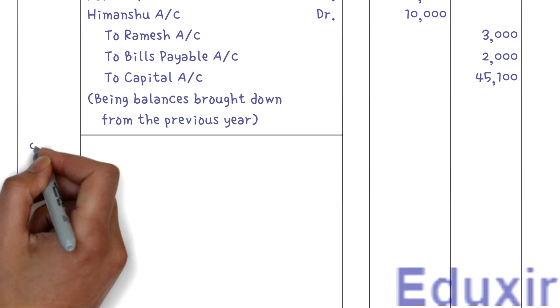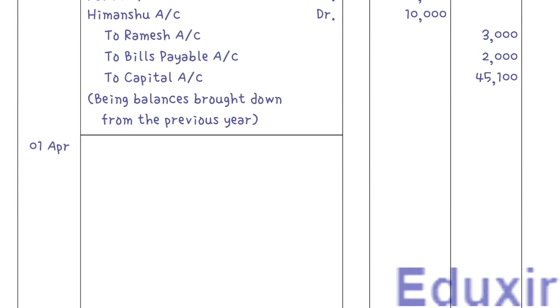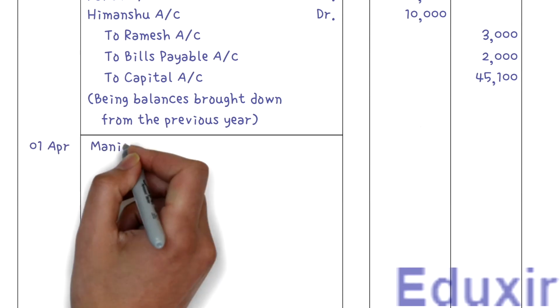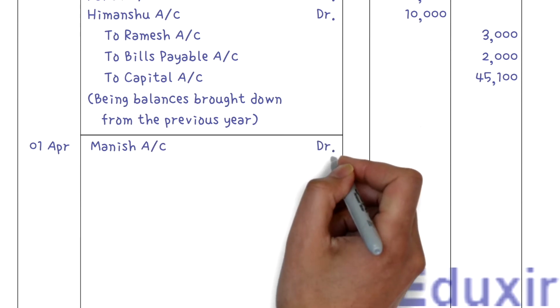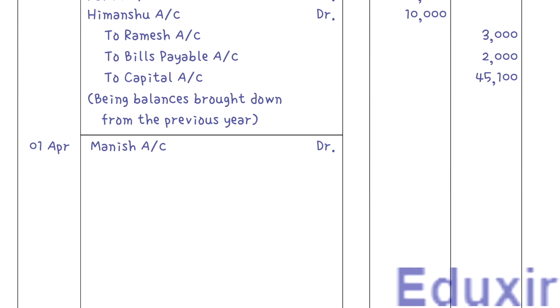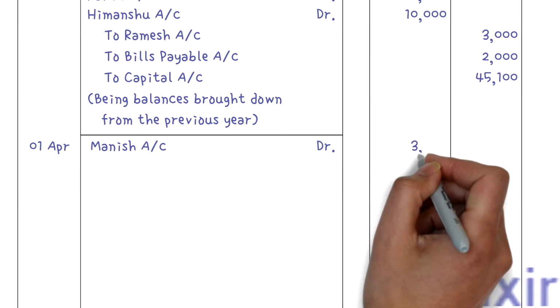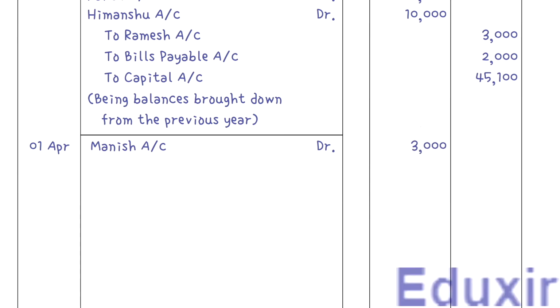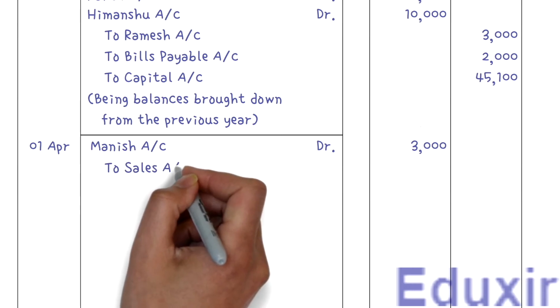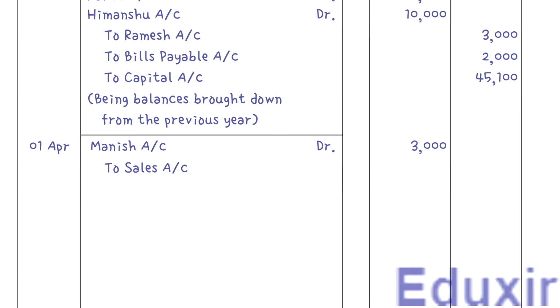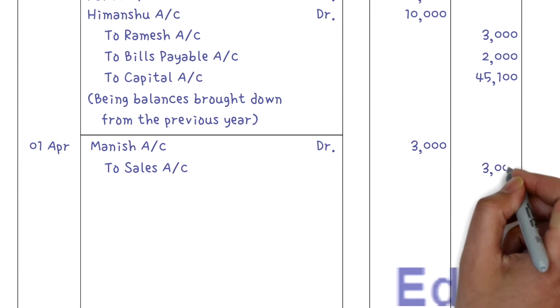Let us first record the date. Let us then record Manish account as the debit entry. Let us also write the text DR to indicate that this is a debit entry. Let us also record the debit amount of 3000 rupees in the debit amount column. Leaving a margin, let us record the sales account as the credit entry. Let us also record the credit amount of 3000 rupees in the credit amount column.